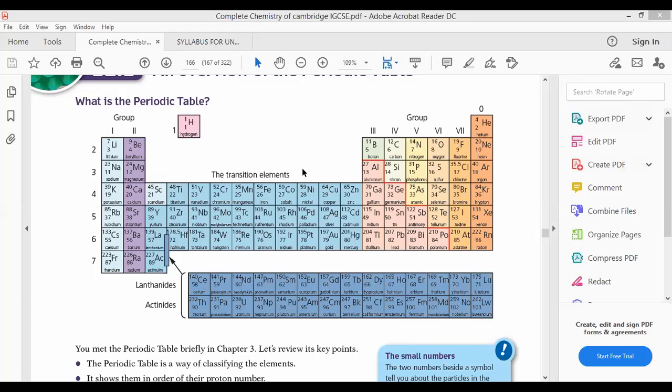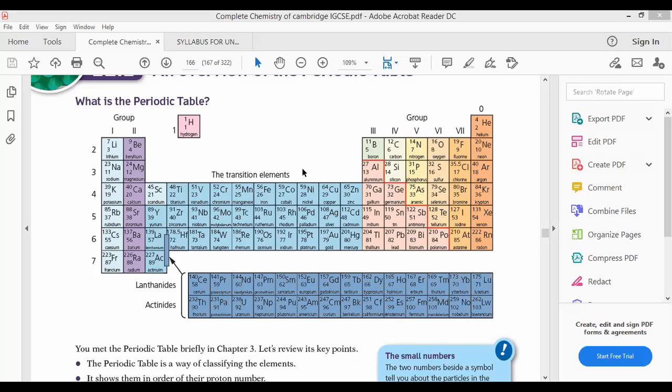Always the smaller number with any element, what do we call it? Atomic number. Understand? There is another name too. You can call it the number of protons. Or you can call it, as you said before, the number of electrons.